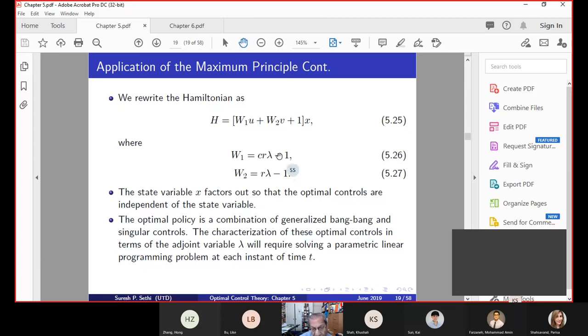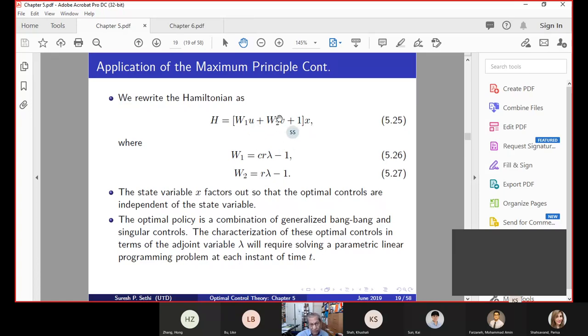What I mean by that is that the Hamiltonian is linear in U and V. And remember in the previous chapter, when we talked about the generalization of bang-bang control, if it is just one variable U, then the bang-bang control depends on the sign of W1. If it's just one variable V, then the bang-bang depends on the sign of W2. And there is always a singular control: when W2 is zero, V becomes singular, and when W1 is zero, U becomes singular.